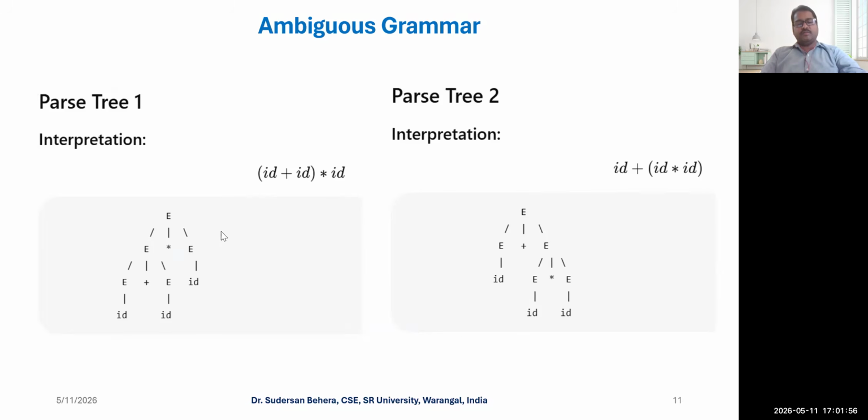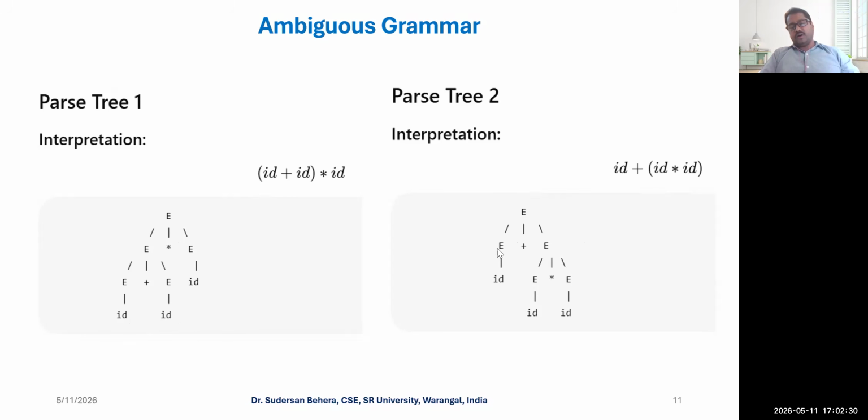Here you see the parse tree. One parse tree is because of addition, and the same kind of parse tree you get because of multiplication. In case of addition, if you start from E, the leftmost E needs to be expanded as E plus E. Then the leftmost E is expanded as ID, then the middle E as ID, and finally the last E as ID.